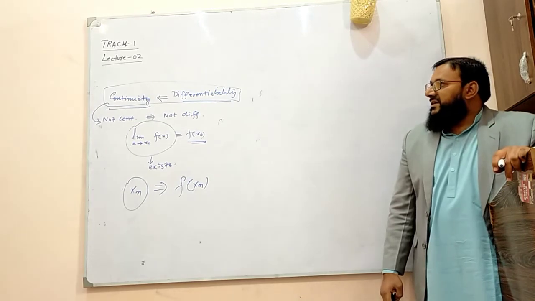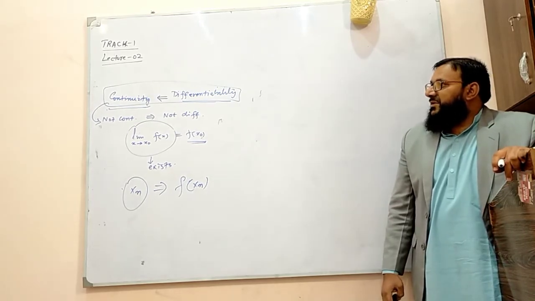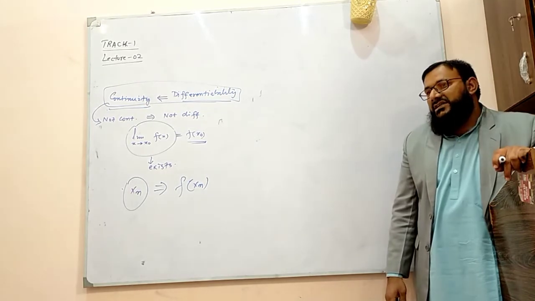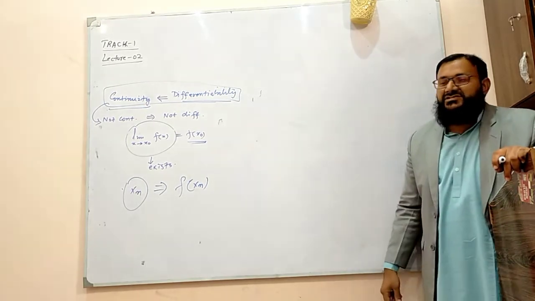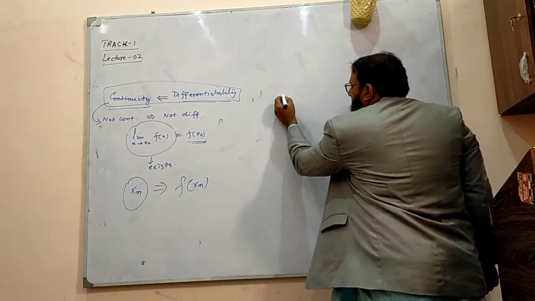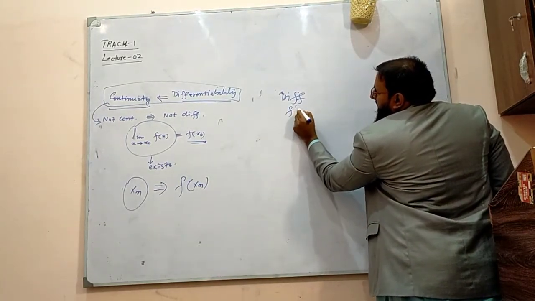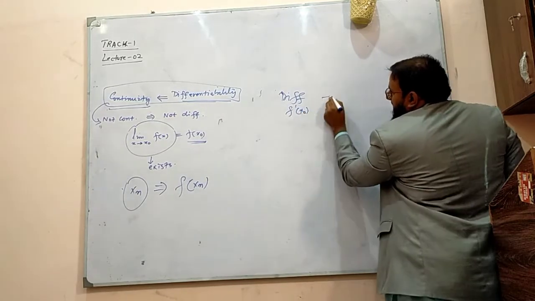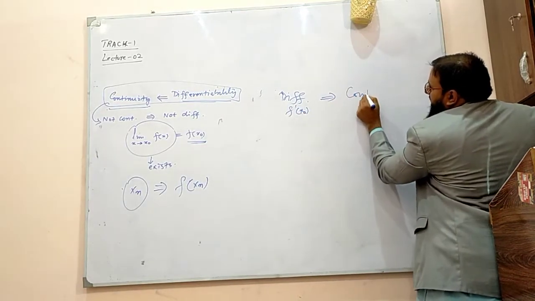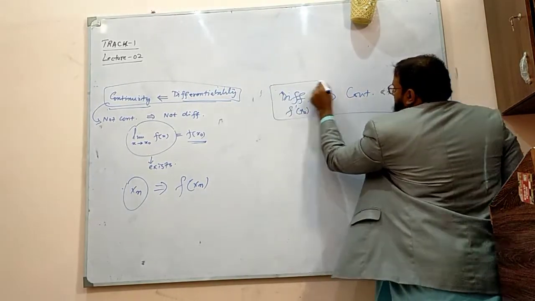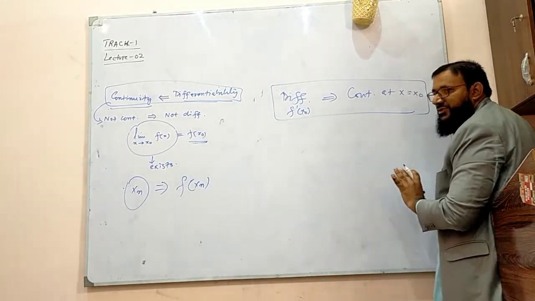That if the partial derivatives of a function exist and are continuous, then the function is continuous. Because we know very well, in the case of single variable calculus, differentiability means f prime of x naught exists, which implies continuity at x naught. This is true. We know very well.